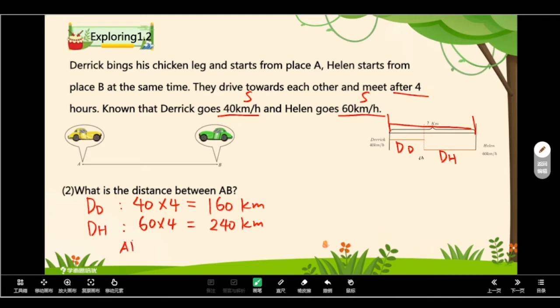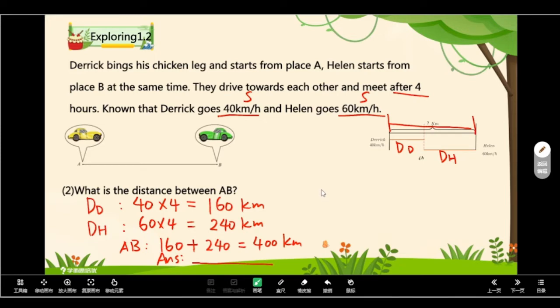And so we can know that we use 160 plus 240 to get the total distance of AB. Is it very easy? Lastly, we need to write down our answer. Don't forget, when you are doing word problems, you must write down your answer.